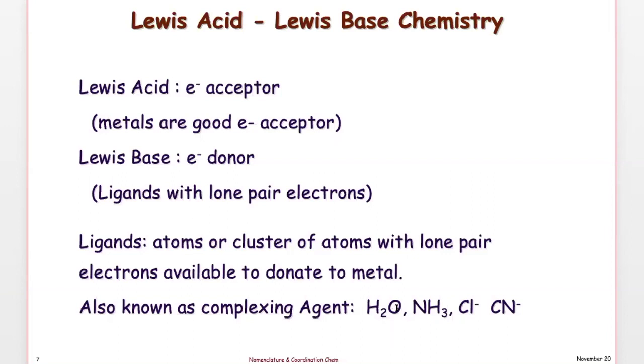Water, because oxygen has lone pair electrons. Ammonia, nitrogen has lone pair electrons. Chloride, chlorine minus has 8 lone pair electrons. Okay, as long as it's got lone pair electrons, it can donate its electrons to the orbitals in a metal. So they can be ligands.